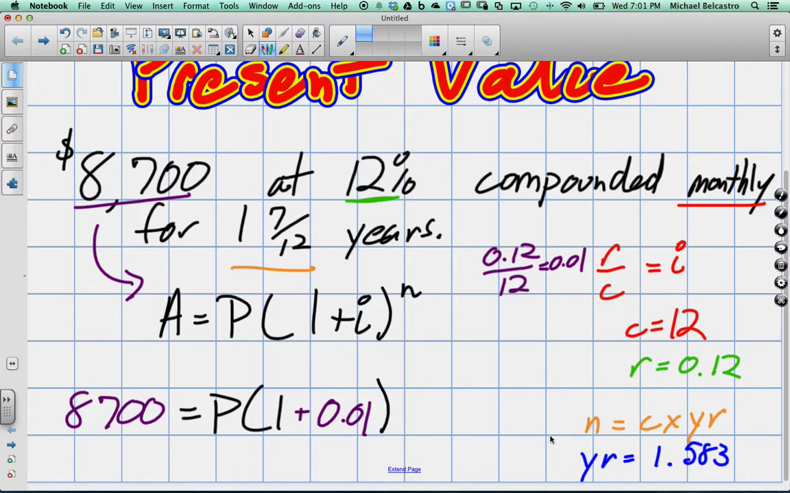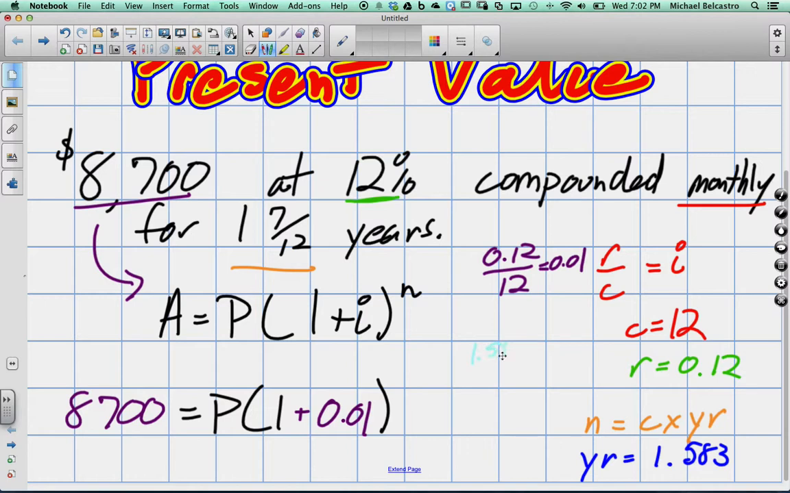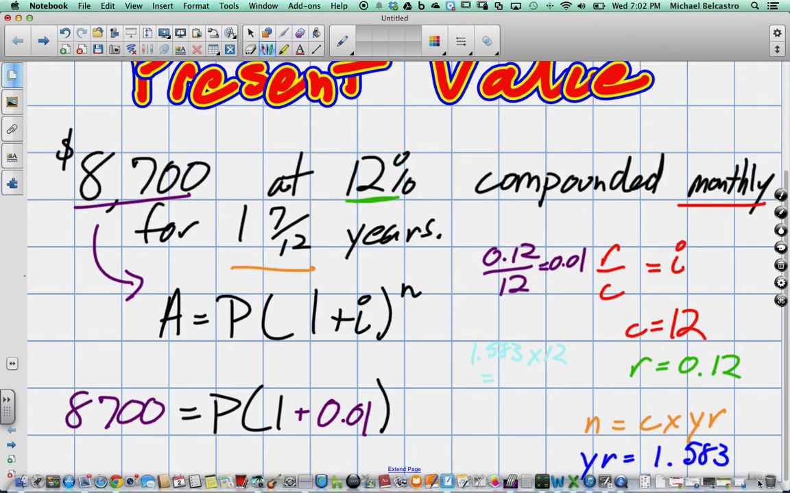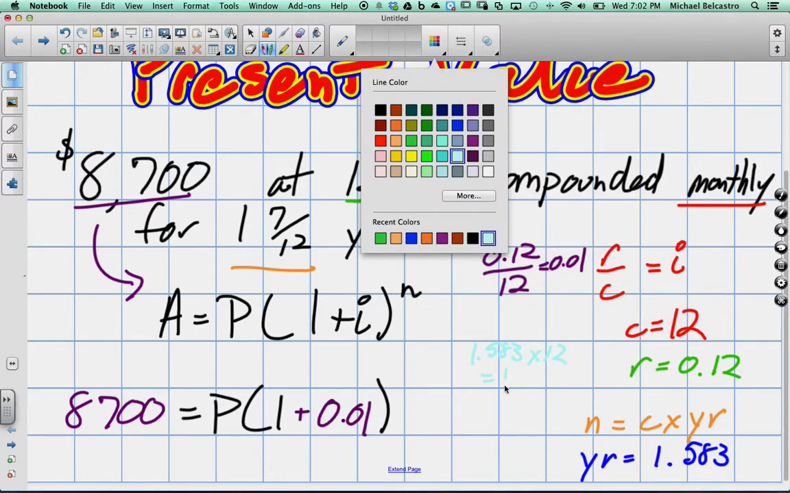And our N value, we have to take the years and multiply it by our 12 here. So let's use another color. So 1.583 times 12 equals, we'll put it in our calculator, 1.583 times 12 gives us 18.996. You could probably estimate at 19, but we're going to try to be as exact as possible. So 18.996. So we're going to plug that in the formula.